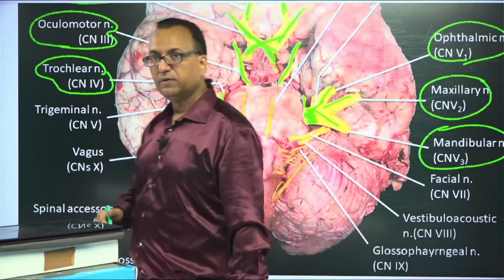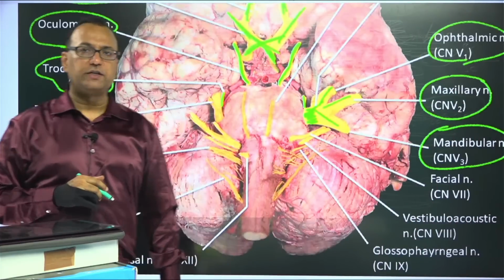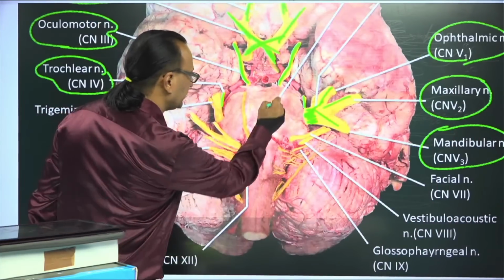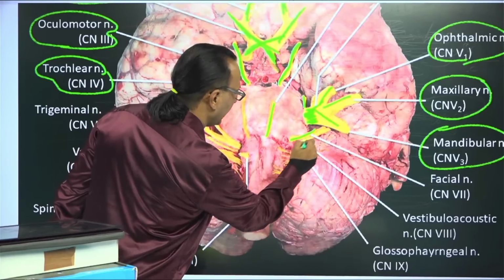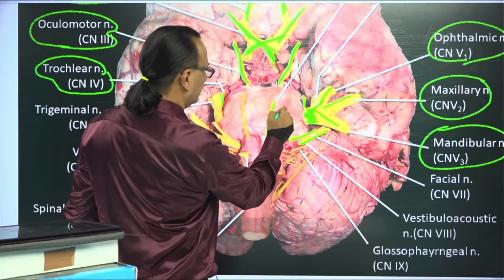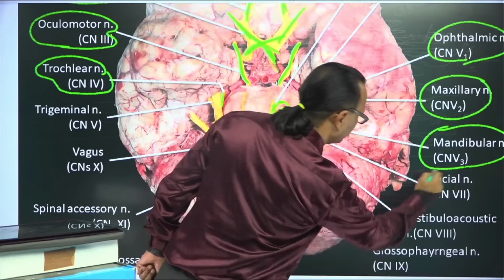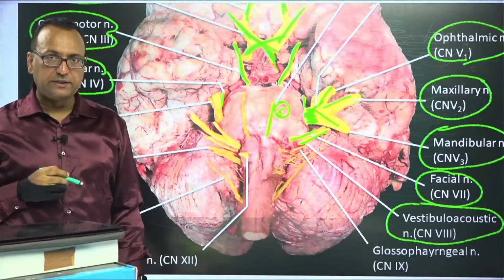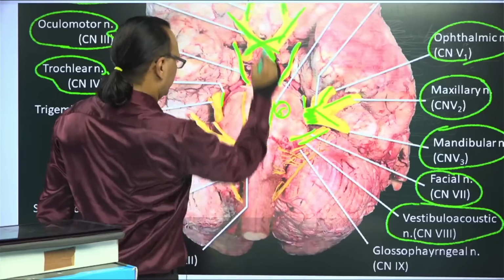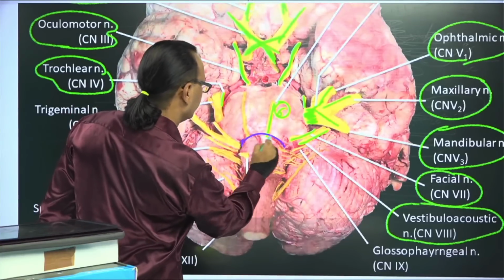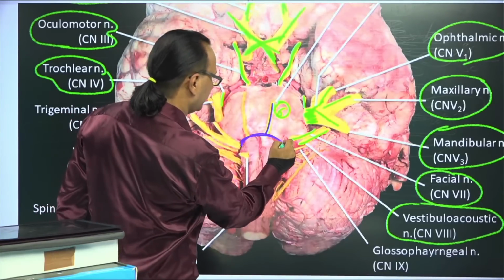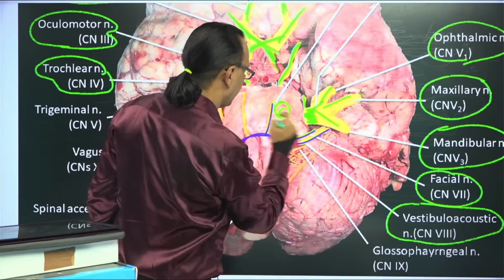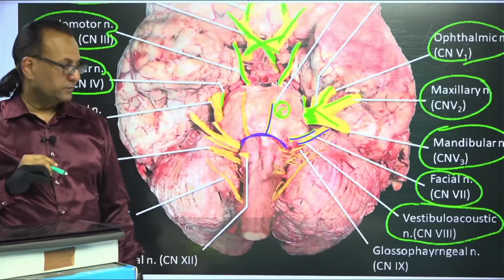Where is the 6th from? Numbers 6, 7, and 8 come from the pontomedullary junction. This is the pontomedullary junction. Now, if the 6th nerve, 7th nerve, and 8th nerve are at the pontomedullary junction, where is number 9?